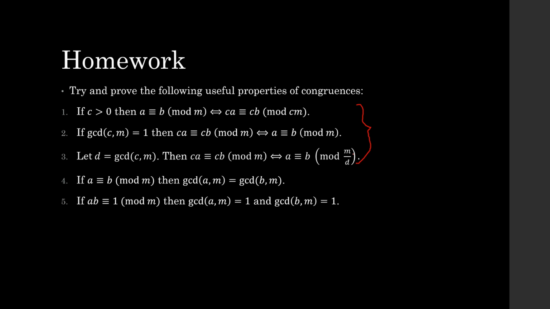And then the last one, if a times b is congruent to 1 mod m, then the GCD of a and m is 1, and the GCD of b and m is 1. And so specifically, if we set b equal to 1, we're going to have that a congruent to 1 mod m will give us this same coprimality result. But it's even more general here. Okay, so I'll leave you to prove those. And I'll put some hints in the description if you need them.